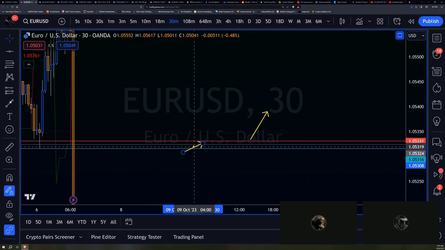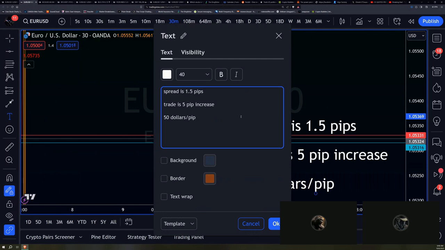To keep this really simple without getting too technical, the spread is 1.5 pips on average during high volatility time. Your trade is a 5 pip increase. You're making $50 a pip, which is a pretty large trade. I believe that is 5 lots. It's pretty big, a large trade for most people anyway.